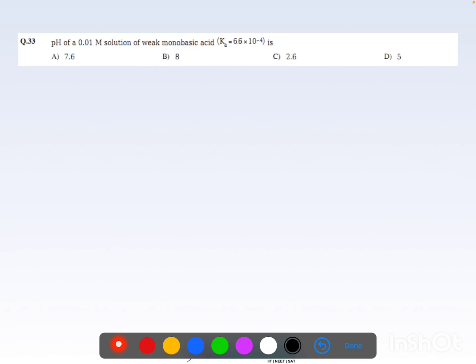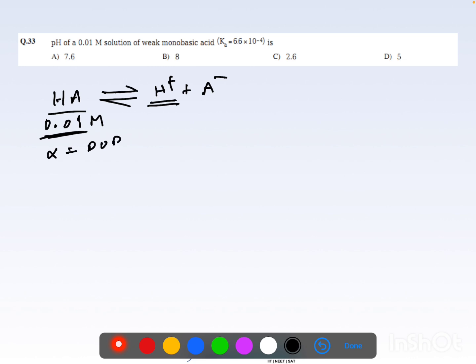pH of 0.01 molar solution of weak monobasic acid is. See, a weak acid is there, HA, and it will dissociate into H plus and A minus. Its concentration is given as 0.01 molar. But a weak acid does not dissociate completely, so the concentration of H plus will be lesser than 0.01 molar. So for this, if we assume that alpha is the degree of dissociation, then alpha will be equal to root over K by C for a weak acid.